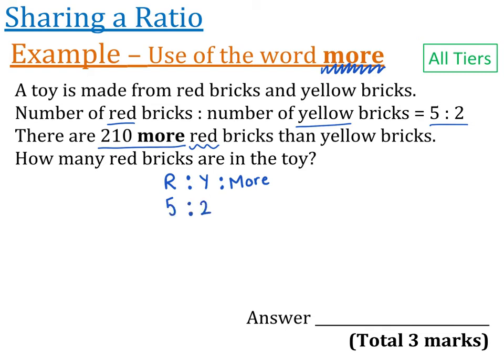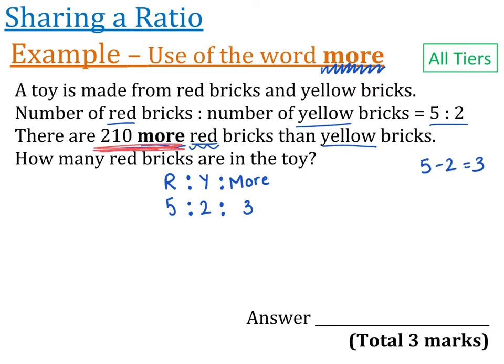Now they want to know how many more red bricks than yellow bricks. How much more is 5 than 2? Hopefully you're thinking to subtract. 5 take away 2 is 3. So in this part of the ratio, 5 is 3 parts more than 2. So the ratio of 5 to 2 means 3 more parts there. Okay, in the actual question, they said there's 210 more.